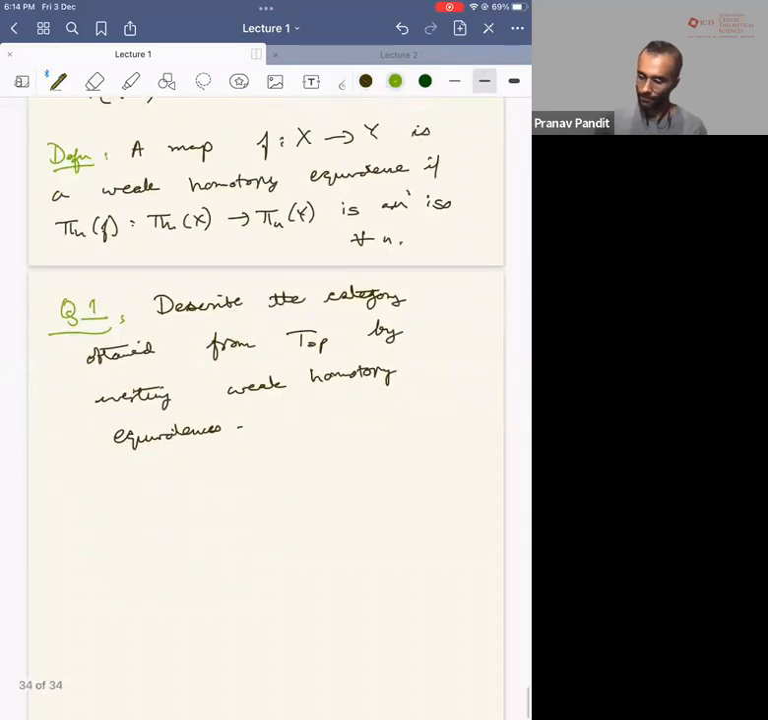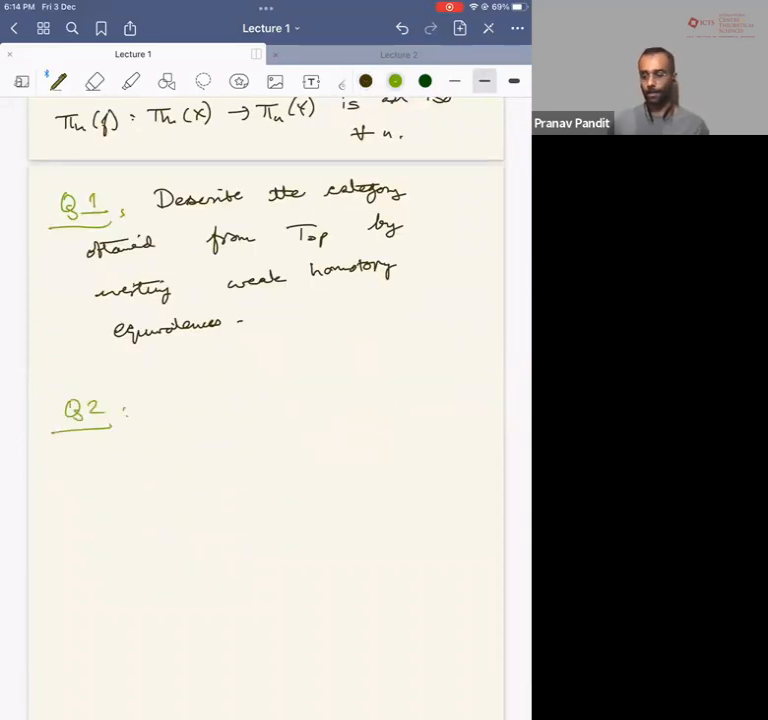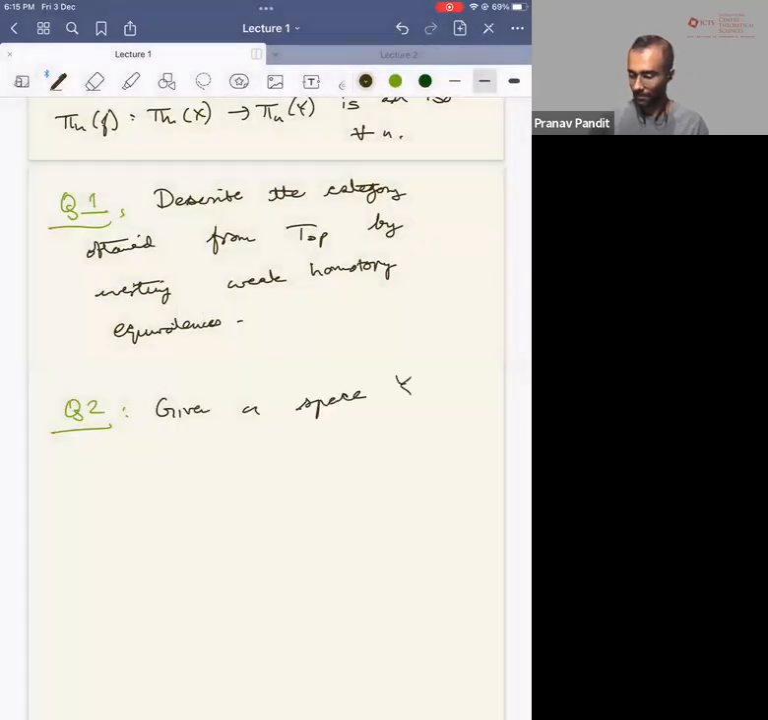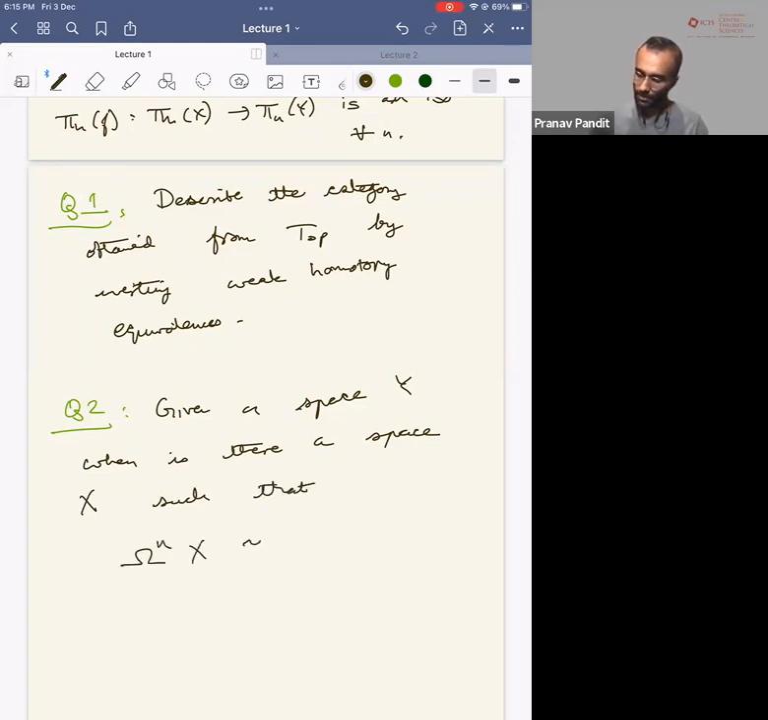Okay. And question two is also a related question. So as we saw that loop spaces are things that naturally arise when you start to study spaces, primarily as objects in which you're interested in paths and deformations of those and so on. So the natural question is, when is a space X? So given a space Y, when is there a space X? Space here means either topological space or simplicial set, such that omega n of X is equivalent to Y.